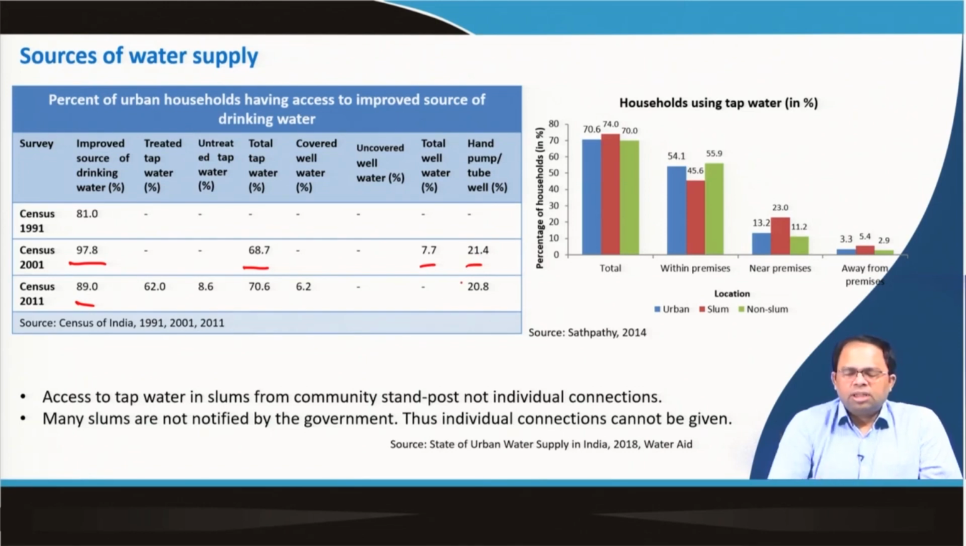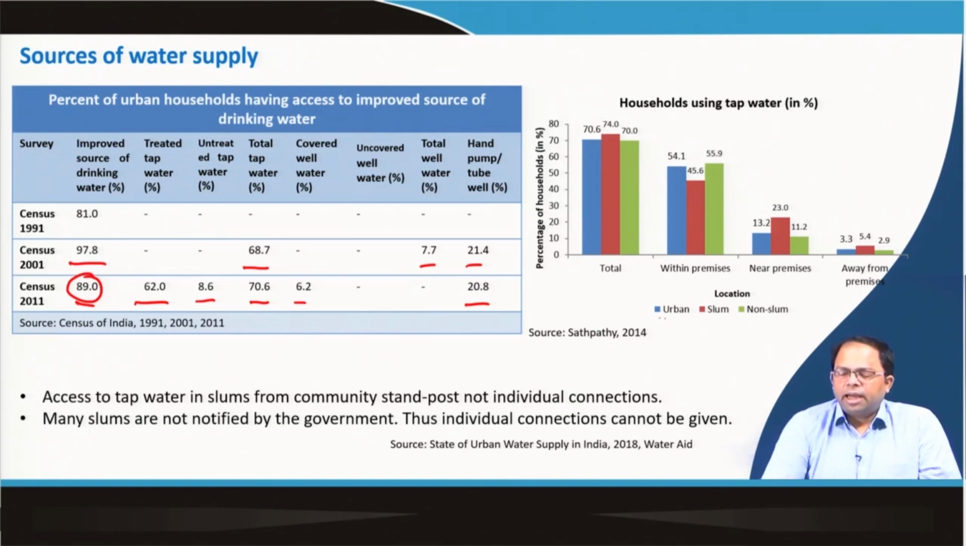So, in census 2011, you can see hand pump tube wells around 20.8% and covered well around 6.2%, and total tap water was 70.6%. Out of that, 8.6% was not treated and 62% was treated. So, total improved source was estimated to be around 89%, right. So, this is for drinking water in case of India.